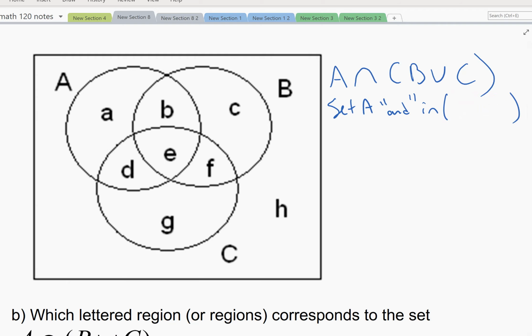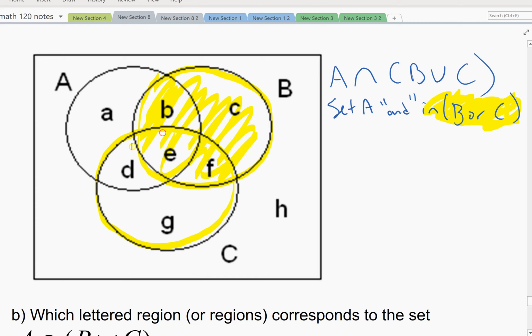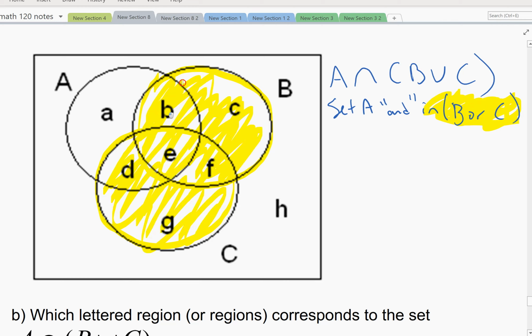Pink's a little dark. Yellow. We'll go back to yellow. Alright, so yellow is going to represent everything that's in B or C. Remember, or means all-inclusive. I get everything in B, so circle B, or everything in circle C. So there's everything in circle B or C. Those are all the ones in B or C.